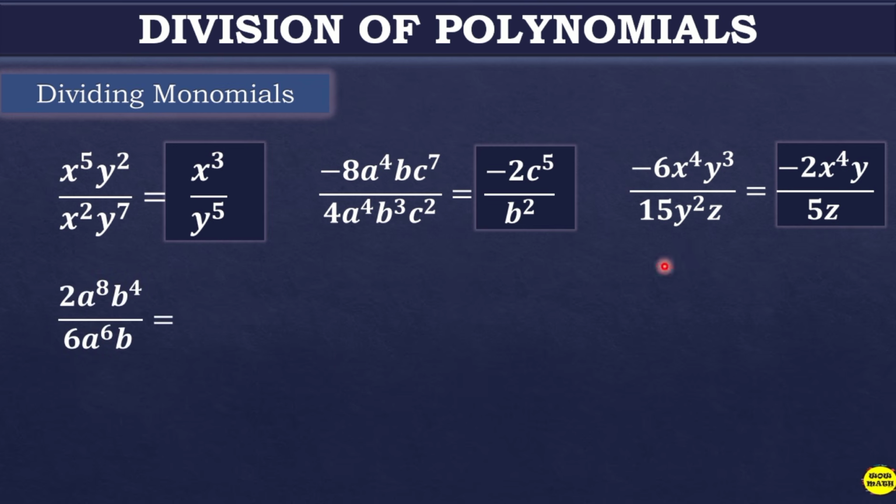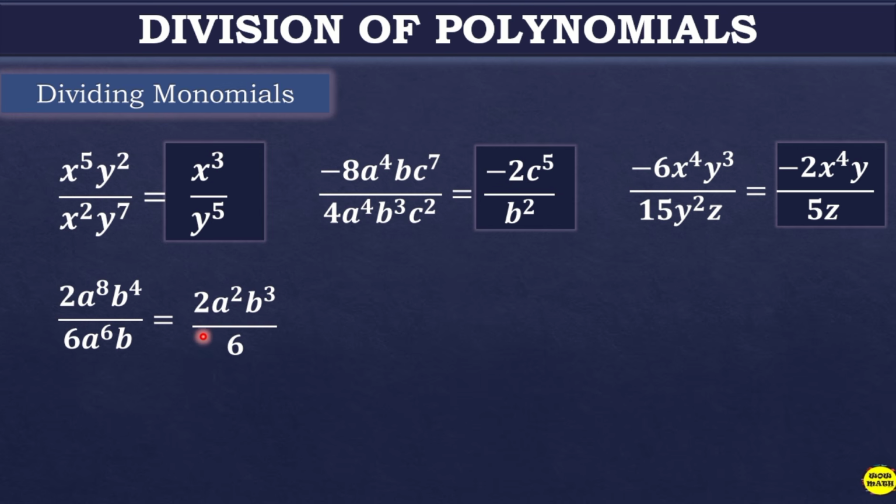Next. I have 2a raised to 8, b raised to 4 over 6a raised to 6b. Ito rin, since hindi pwedeng i-divide, pero pwede naman siya i-lowest term. So, ano po yung common factor nila? 2. So, 2 divided by 2, that is 1.